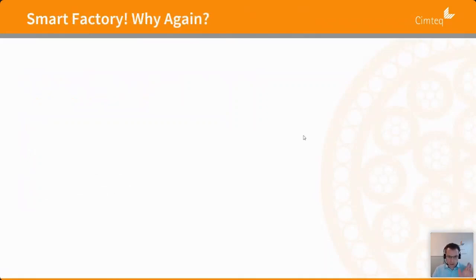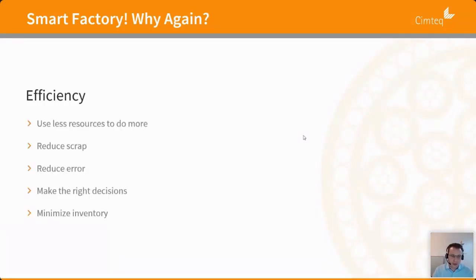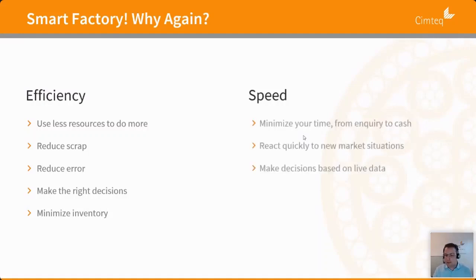Now, we talked about it during this COVID slide, but why do we need a smart factory? In simple terms, it's about two things. It's about efficiency, and it's about speed. So you want to use fewer resources to do more, and that means you want to reduce scrap, you want to reduce human error, make the right decisions. It's inefficient to make two wrong decisions until you finally make the right decision. It's things like minimizing inventory, etc. And you want to do that quickly. Minimize, as I said, your cash-to-cash cycle, react quickly to new market situations, and make your decisions quickly based on your live data, on the current situation, not on data from last year.